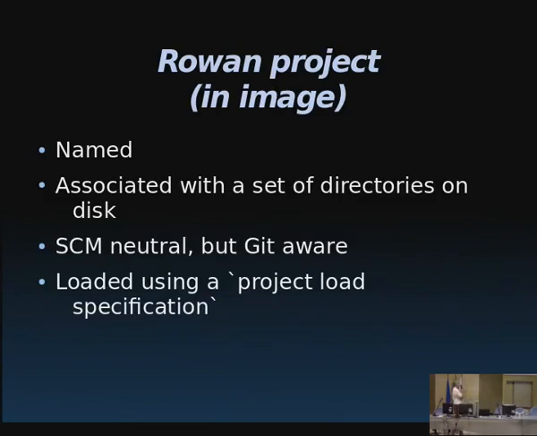In the image, a Rowan project is named. It's associated with a set of directories on disk. As I say, it is SCM neutral and Git aware. So a project is working with a path to a particular repository at the moment. And loading is performed using a project load specification, not a Metacello load expression.